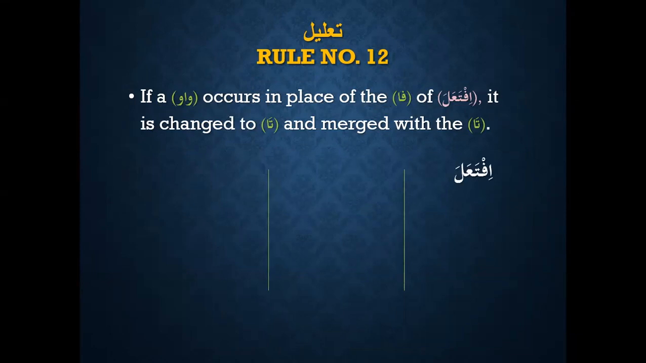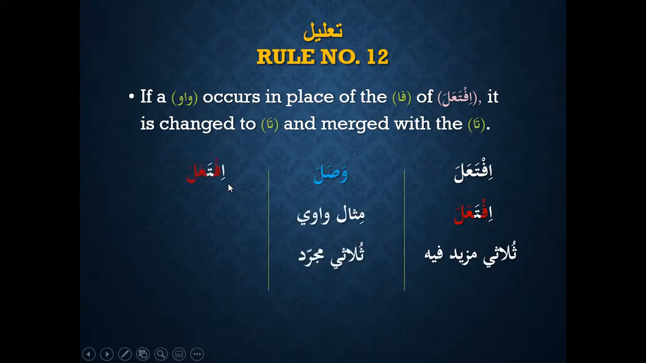Now, bab ifti'al has got a ta, which either dominates if the fa kalima is weak or gets overwhelmed by that fa kalima. But anyway, here we have ifta'ala, and you just put wasala there, which is misal wawi. So ittasala, if ta'ala becomes ittasala, because fa kalima, ayn kalima, and lam kalima has been put there. So this waw gets changed into ta. This ta of ifti'al overwhelms this. Always change it into ta.